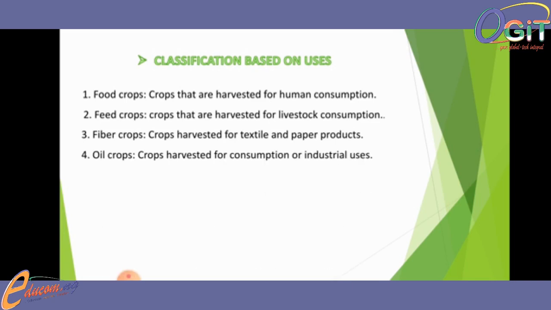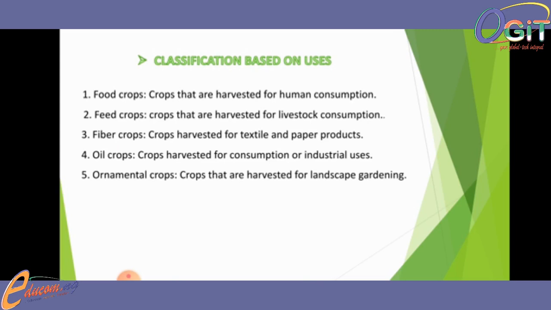And number 4, we have oil crops. Those are the crops that are harvested for consumption or industrial use. The oilseed crops are used for extracting vegetable oils to fulfill various requirements in food and other sectors. Examples are groundnuts, sunflower, soybean, and mustard, among others.